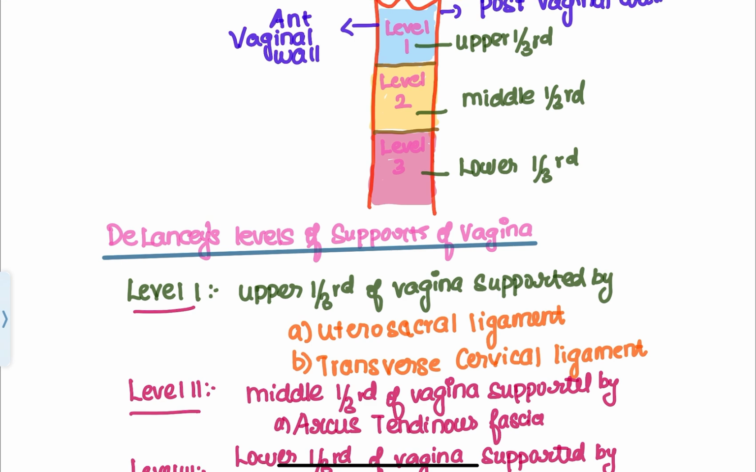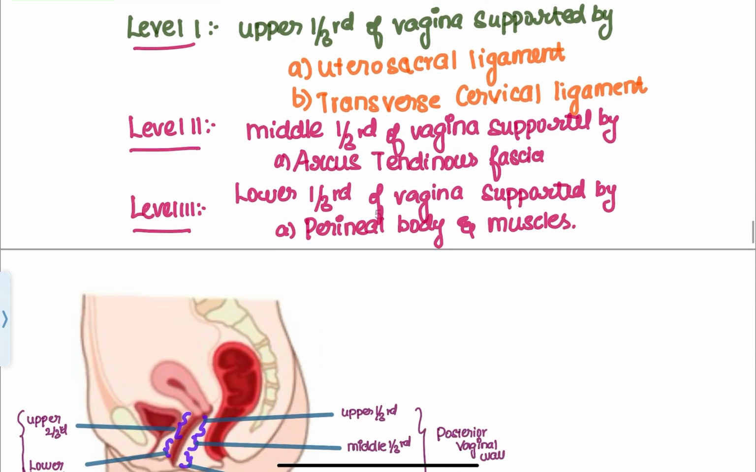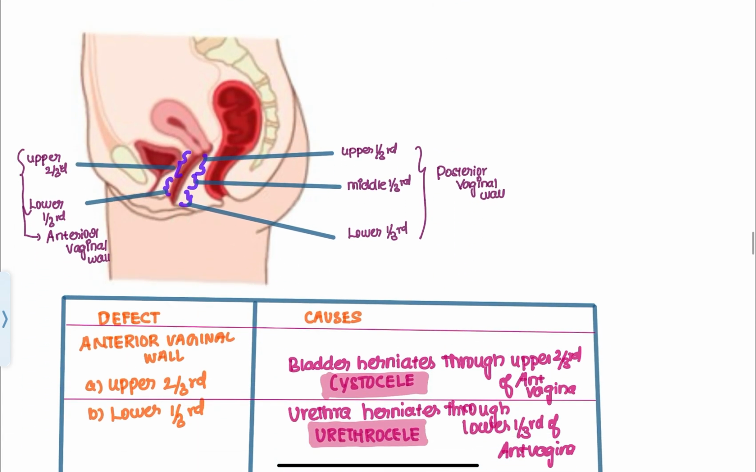Until now we have discussed that the vagina has two important walls, the anterior vaginal wall and the posterior vaginal wall, and three levels, upper 1/3, middle 1/3 and lower 1/3. And we discussed the important structures supporting the vagina. Fine. Now, as you can see here, we know that the vagina is divided into three portions: level 1, level 2 and level 3, or upper 1/3, middle 1/3 and lower 1/3.